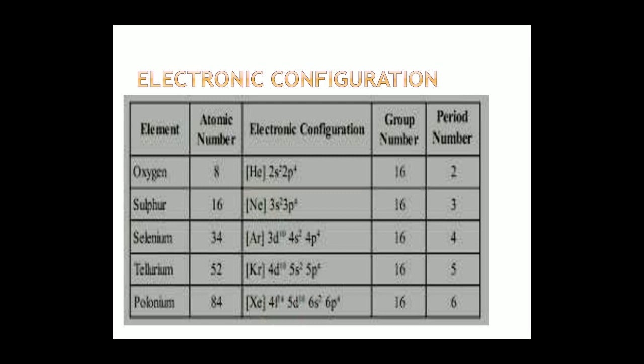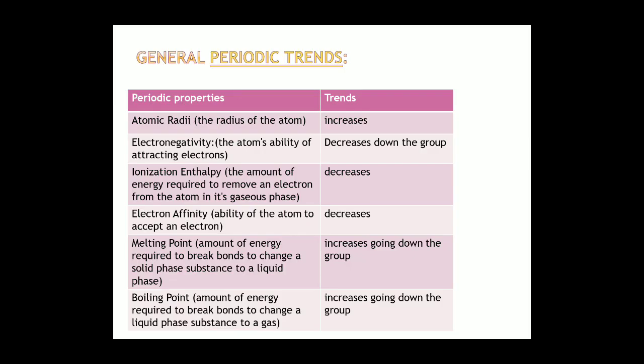Third is selenium, atomic number 34, 3d10, 4s2, 4p4. Period number is 4. Tellurium has atomic number 52, and polonium has atomic number 84. They are consecutively in periods 5 and 6. What are the general basic periodic properties in the 16th group?